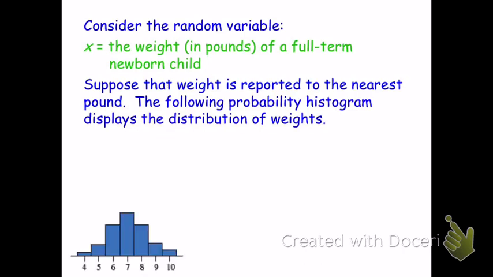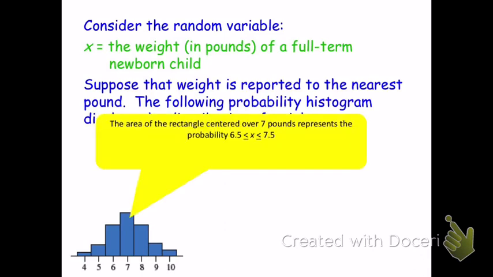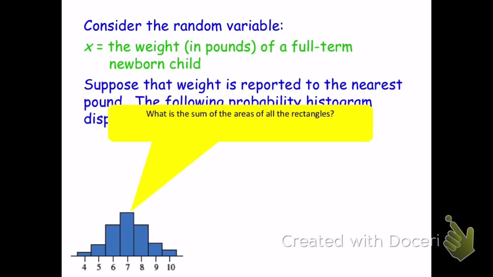Here is a histogram that shows the distribution of the weights of newborn babies, represented in pounds. The area of the rectangle centered over 7 pounds represents the probability from 6.5 to 7.5. Since it's centered under the 7, it represents anything from 6.5 to 7.5 pounds. What is the sum of all of the areas of the rectangles? If it's all the probability, then I'm going to add up the areas. What should they equal? 1.